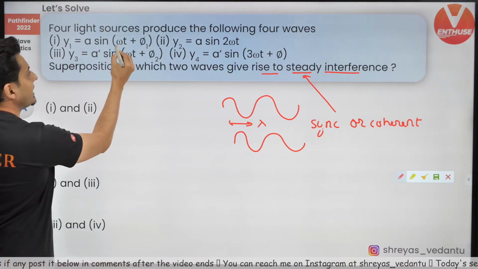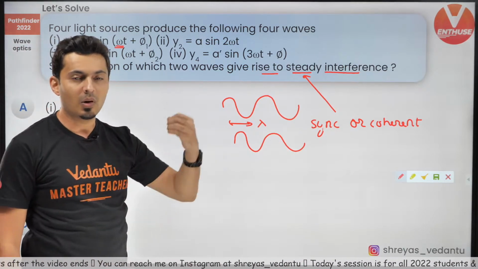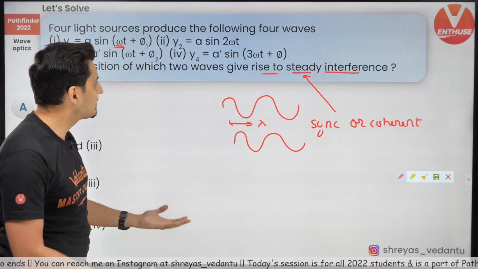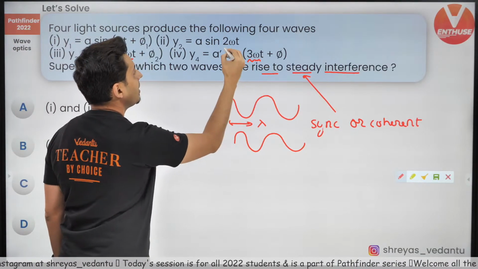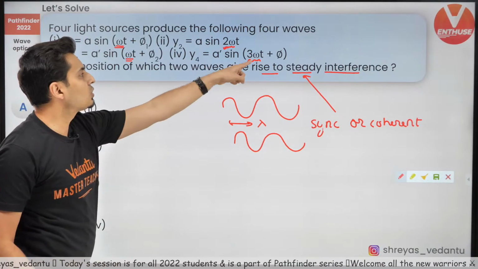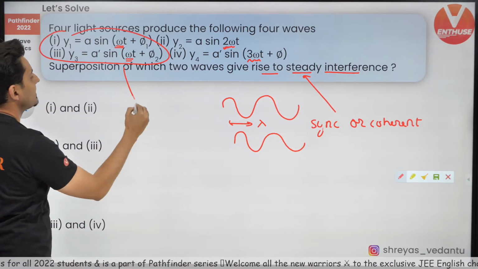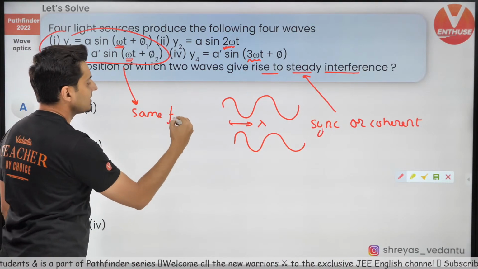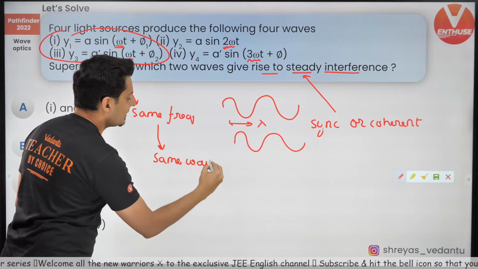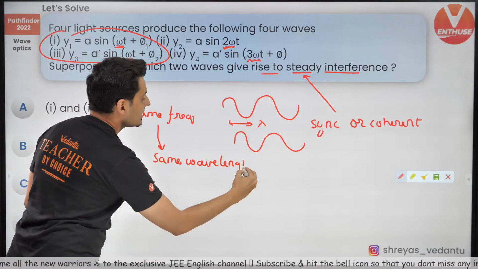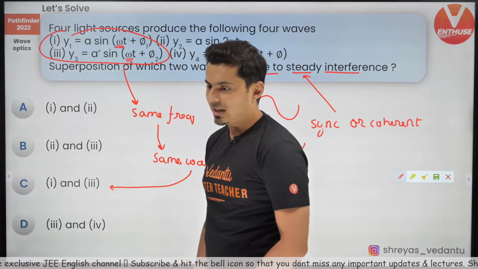Very easy. Just check their frequency. This is their frequency, omega. Any expression of wave or oscillation which has that omega will give you that angular frequency. Here it is omega, here also it is omega, here it is 3 omega, here it is 2 omega. These 2 waves have different frequencies than omega, whereas these 2 have the same frequency. If they have the same frequency, that means they have the same wavelength. If they have the same wavelength, that means they are coherent. So 1 and 3 should be the answer. That means option C. Correct.